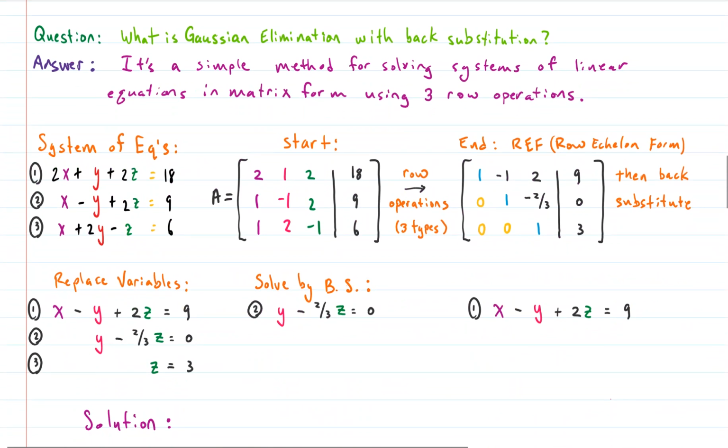What is Gaussian elimination with back substitution? That's the big question here. And the answer is it's a simple method for solving systems of linear equations in matrix form using three row operations. So this screenshot here is actually really fantastic. I wish I had something like this when I was learning this in school, because if I could just take a screenshot of this, maybe with the bottom stuff filled in, that's all I would need personally on a test or doing my homework to remind me how to do this whole process.